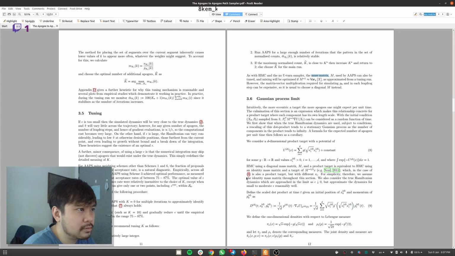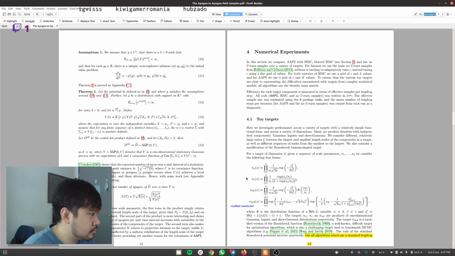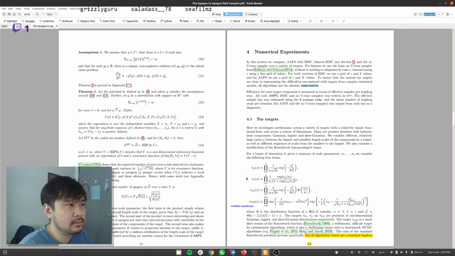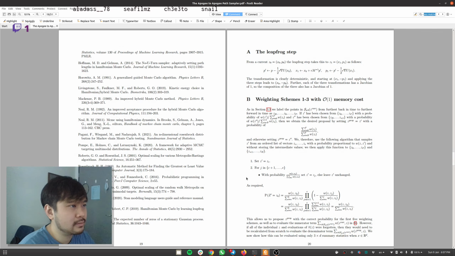So use a tuning run. Okay. So ensure various toy targets codes all use identity mass matrix. I guess it's not so bad.